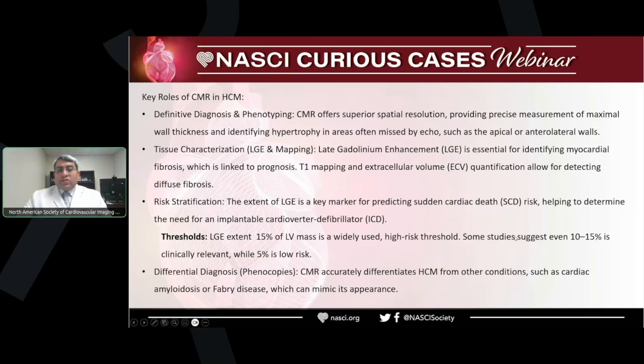It helps also in differential diagnosis. Cardiac MR accurately differentiates it from other conditions such as cardiac amyloidosis or Fabry disease, which can mimic its appearance. So MRI helps in diagnosis, follow up, risk stratification, and differentiating it from other diseases.